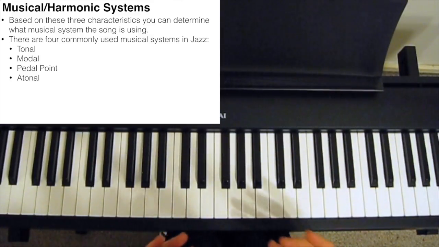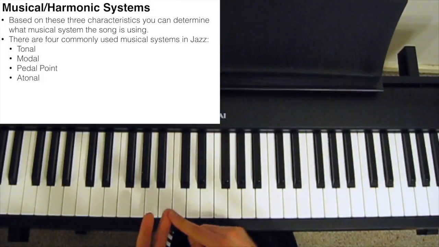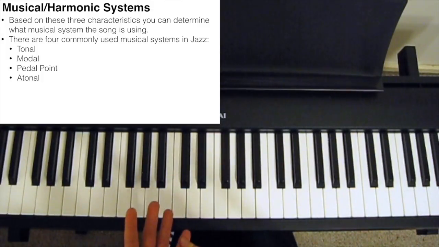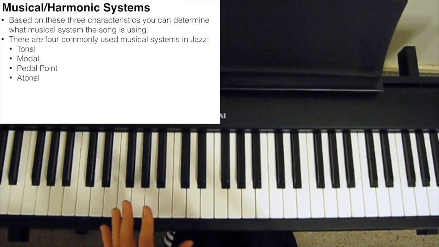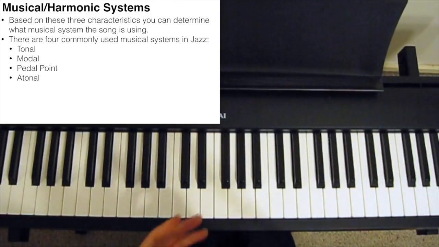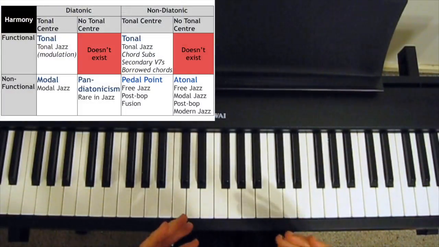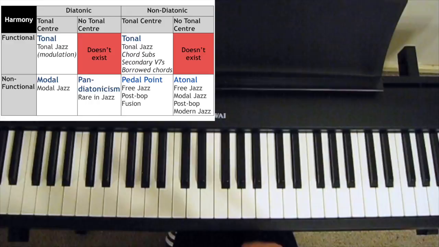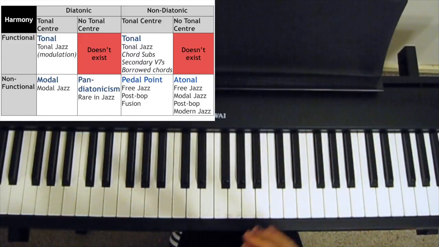Now, the four musical systems that are most widely used in jazz are tonal, modal, pedal point, and atonal. Now, I have separate videos on all of these musical systems, so I'm not going to repeat myself here. This is just a quick summary video. But nevertheless, let's quickly go through the table in the picture-in-picture. Now, by definition, functional chord progressions must have a tonal center. So we can rule out two of those boxes immediately.